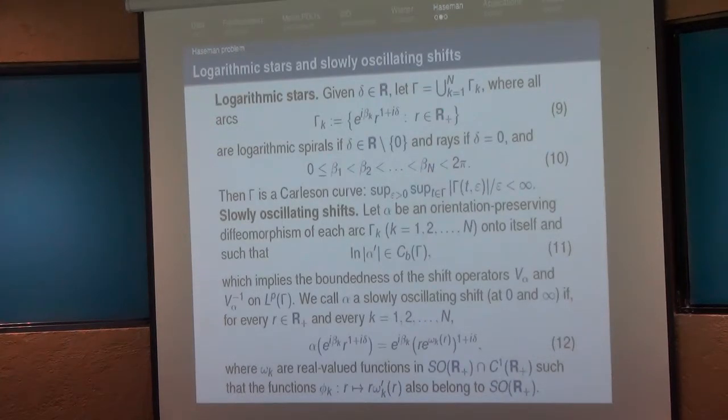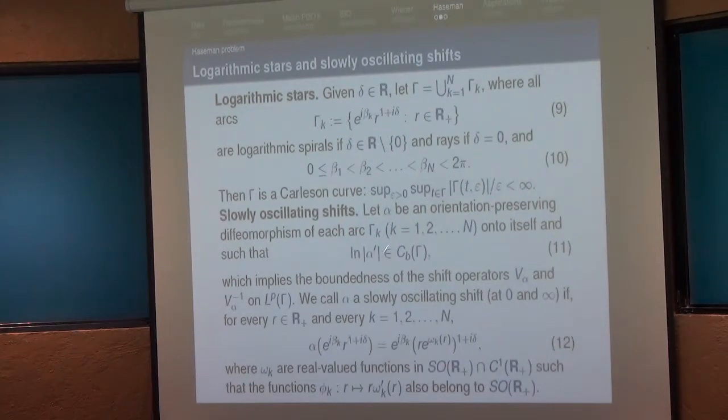Now, we consider a more general contour. So these logarithmic stars. Each curve gamma k is a logarithmic spiral with index of spirality, spiral likeness, delta. And all beta are angles between them. So we have different logarithmic spirals. This is a Carleson curve, so this condition is fulfilled. We take the measure of the portion of the curve in the disk with center at T and radius epsilon, divide by epsilon, and take the supremum. This supremum is bounded. So this is a Carleson or Ahlfors-David curve.